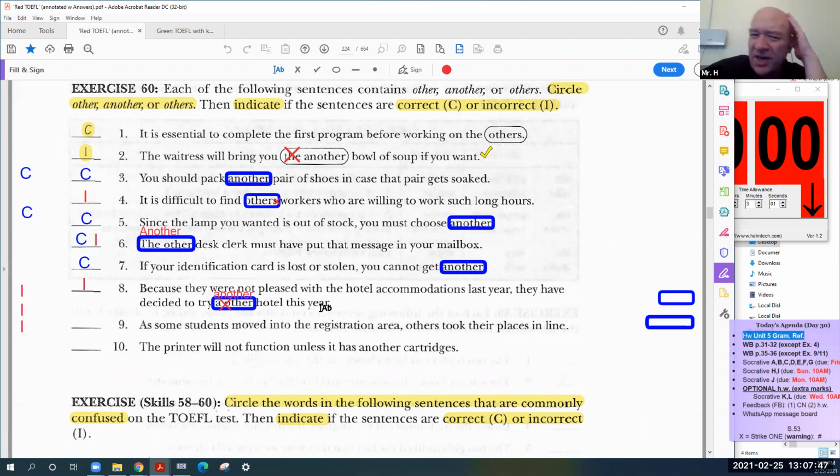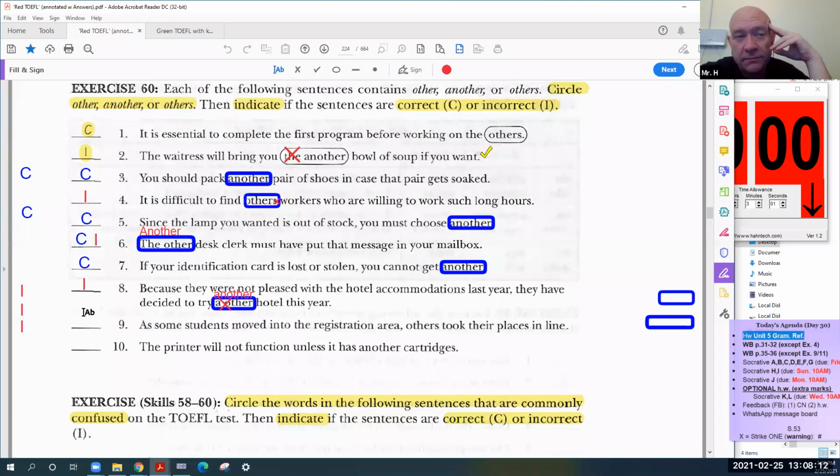But it's not very logical to say other hotels. When you travel somewhere, do you stay in many hotels in one city? No, because you want to relax and you don't want to go to many hotels, right? So I think the best choice is another.